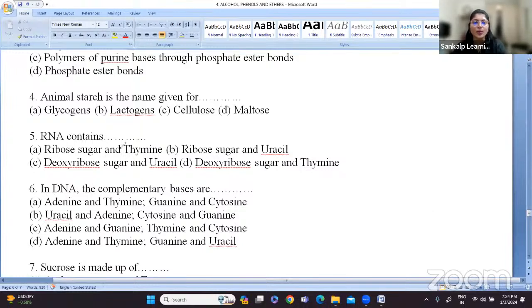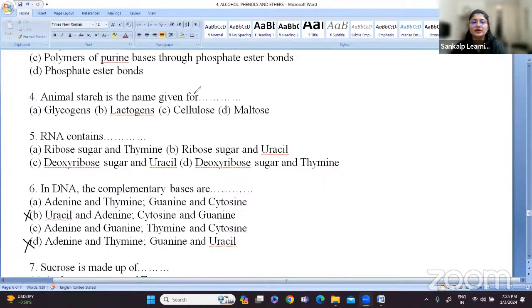In DNA, the complementary bases are: A. Adenine and thymine, guanine and cytosine. B. Uracil and adenine, cytosine and guanine. C. Adenine and guanine, thymine and cytosine. D. Adenine and thymine, guanine and cytosine. So uracil is not there in DNA, so B is wrong. Other than B, which is the complementary pair in DNA?